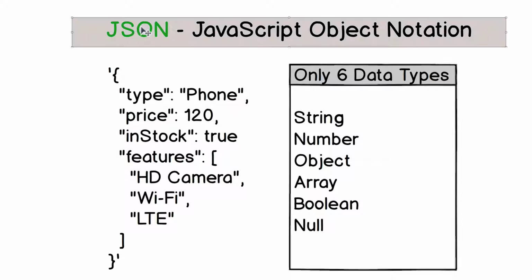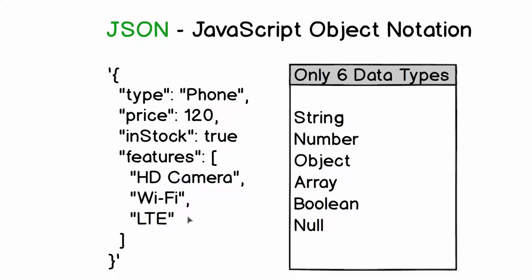JSON is usually used for data exchange, and it is represented as a string. Inside, it is an object with key-value pairs. All keys must be surrounded by double quotes, and JSON supports 6 data types.